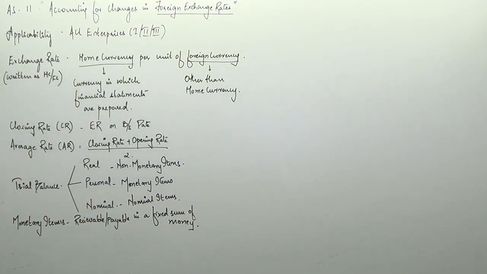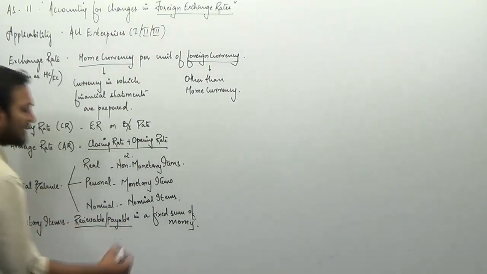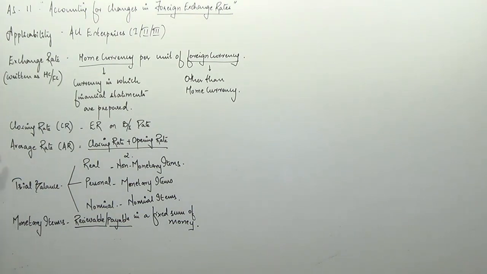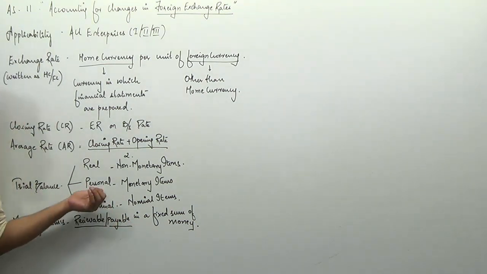Item: anything which is receivable or payable. Receivables are all assets, payables are all liabilities. They are receivable or payable in a fixed sum of money and are called monetary items. Be it a receivable or payable, it should be received from someone or paid to someone, so they are personal accounts.